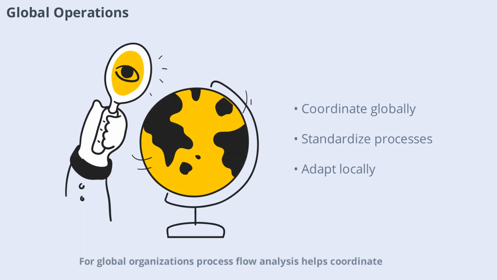For global organizations, process flow analysis helps coordinate activities across different regions and cultures. Standardized processes ensure quality and efficiency, while local adaptations address unique market needs. This balance supports global success and local relevance.